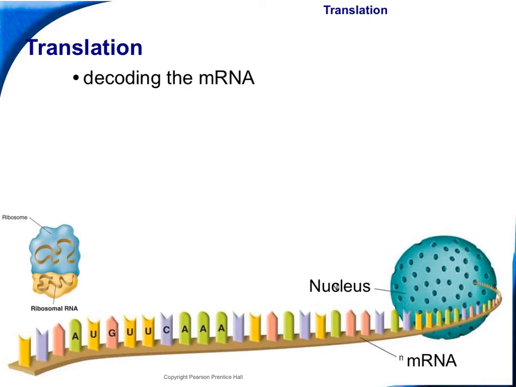So our second step is called translation. We just went through transcription. We transcribed, wrote down the code, and now the code is leaving the nucleus, and we have to decode it. We have to figure out what in the heck that DNA wanted us to know. What information did it carry?